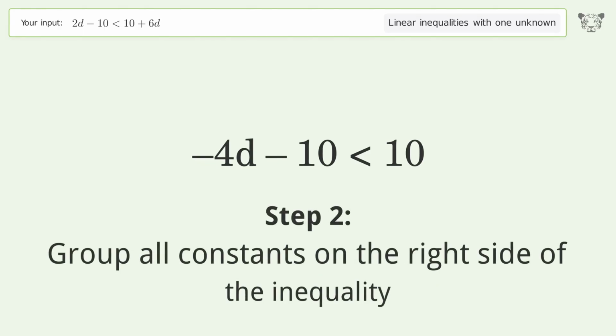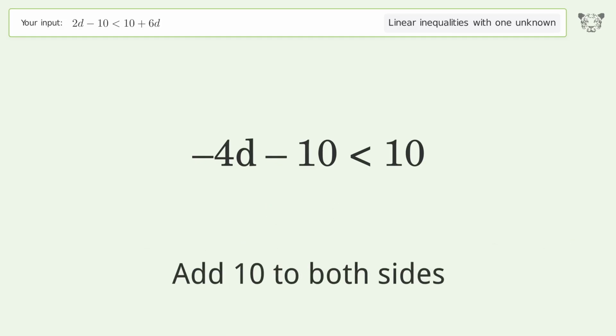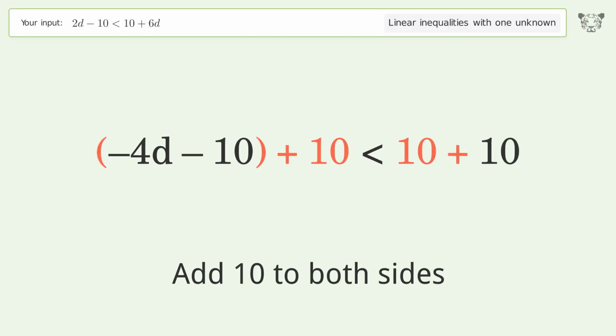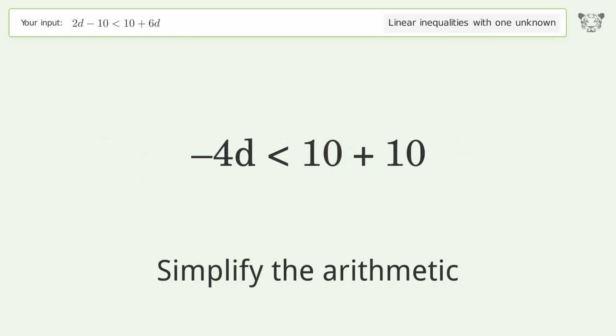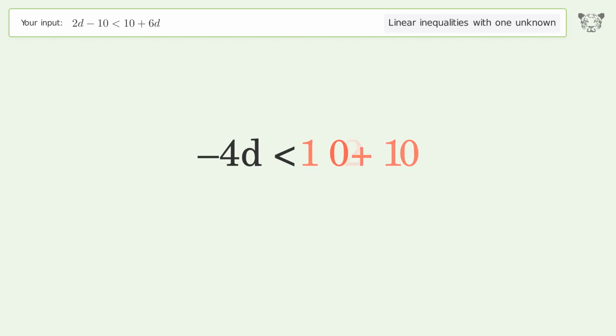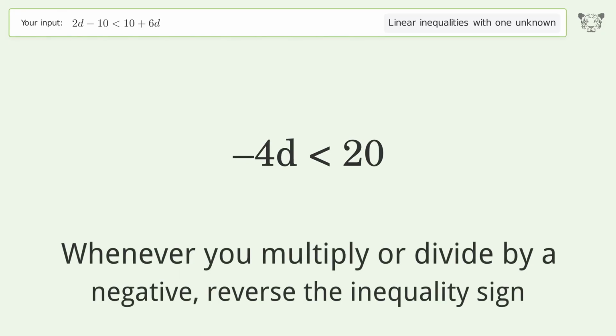Group all constants on the right side of the inequality. Add 10 to both sides. Simplify the arithmetic. Isolate the d. Divide both sides by -4. Whenever you multiply or divide by a negative, reverse the inequality sign.